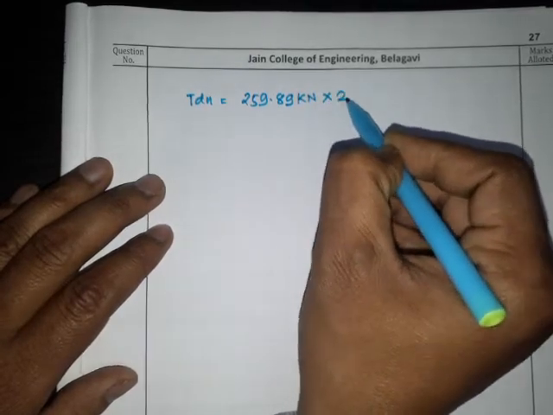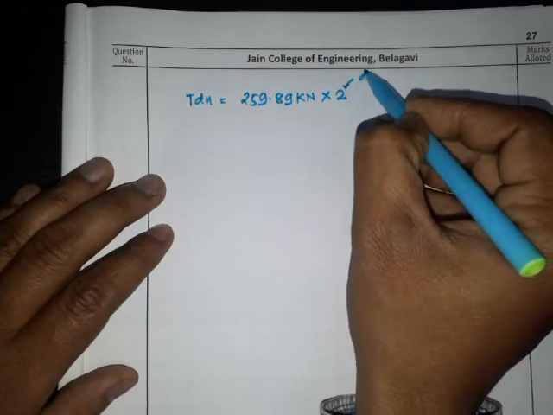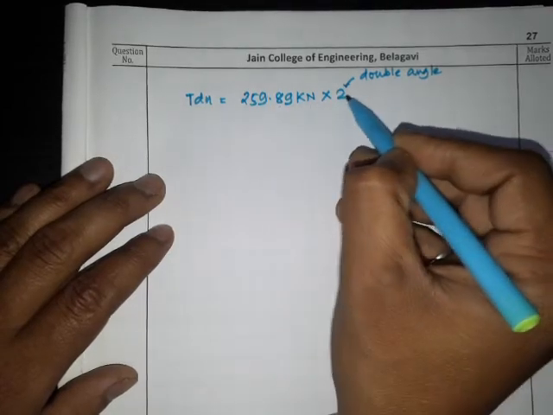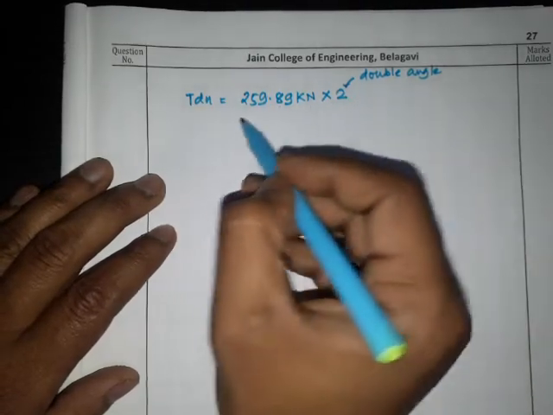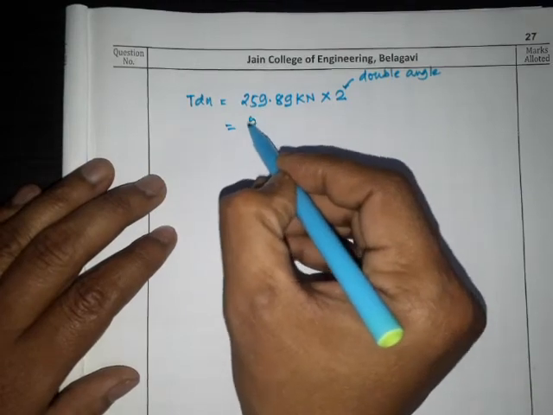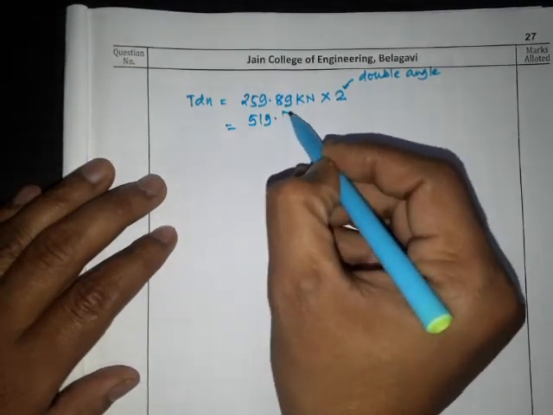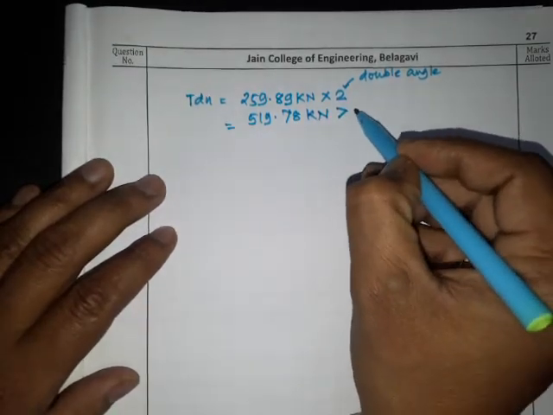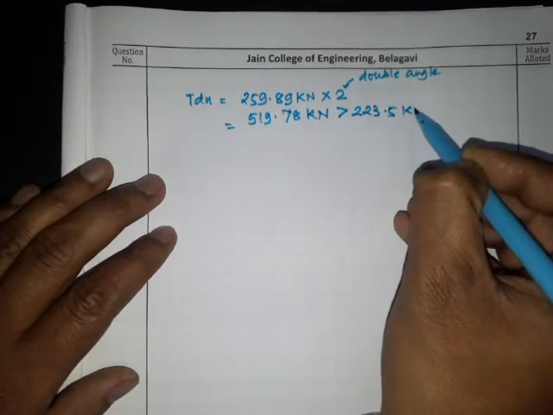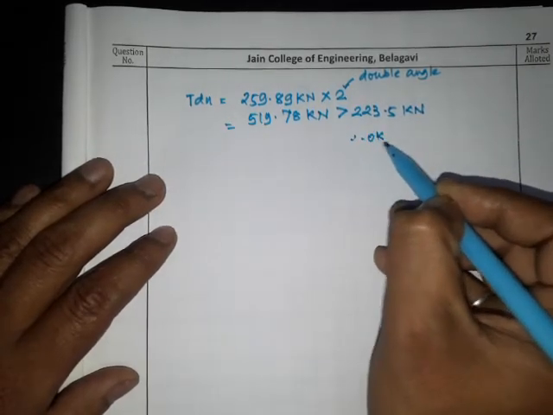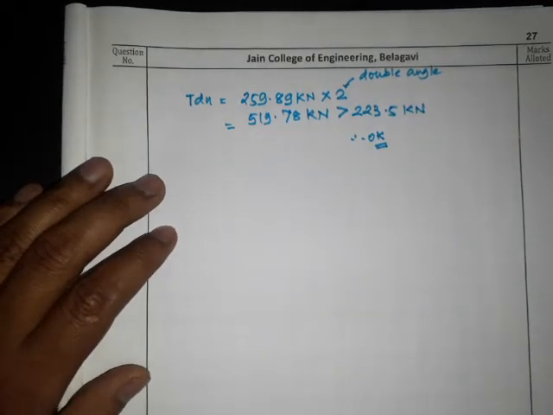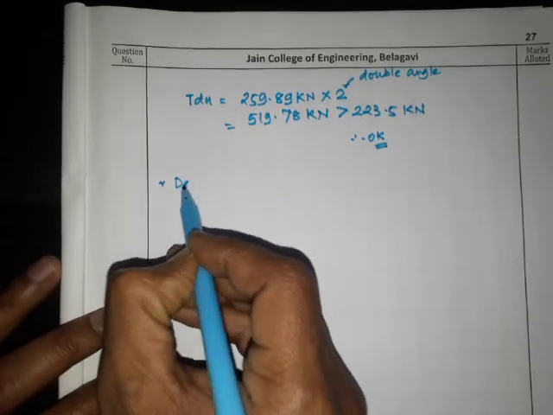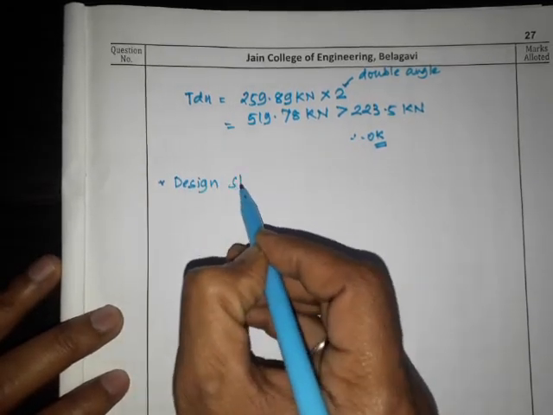So we have to multiply by 2 for a double angle. As per the formula we get this value for a single angle, and we multiply by 2 for the double angle. So we get 519.78 kilonewton, which is more than 223.5 kilonewton. Therefore again it is okay, safe to carry the design force in rupture. Now we will move on to design strength due to block shear.